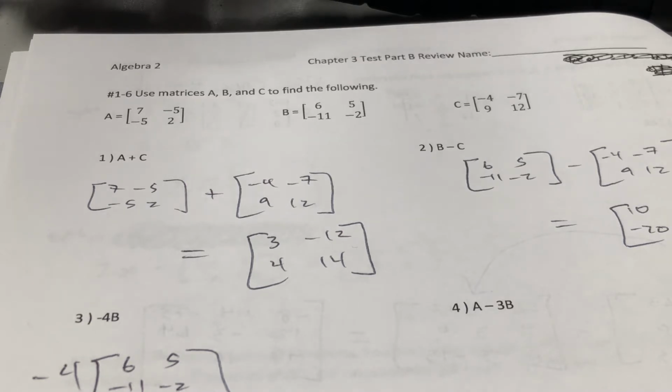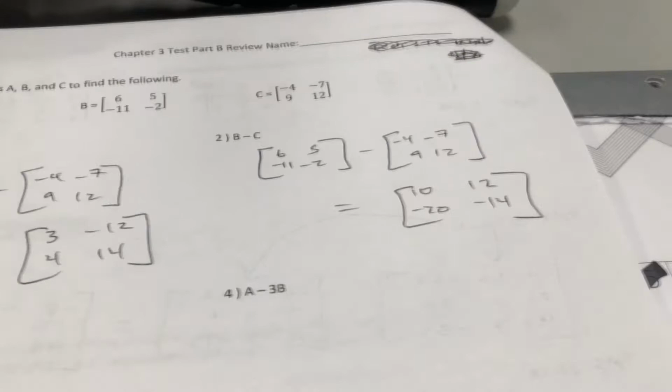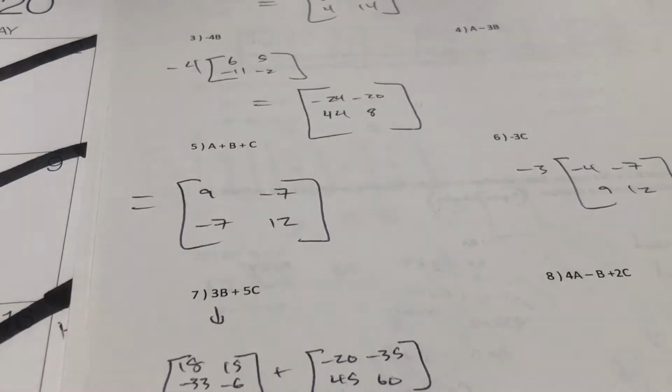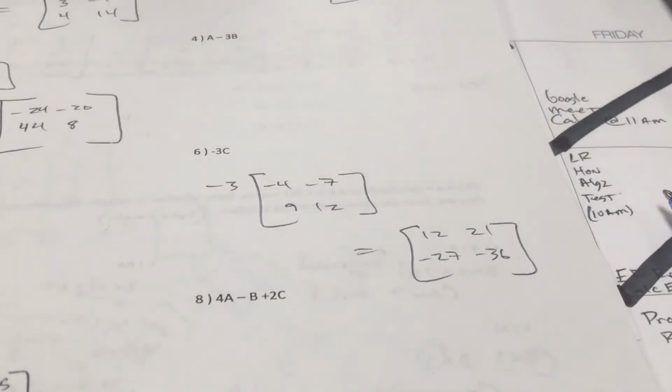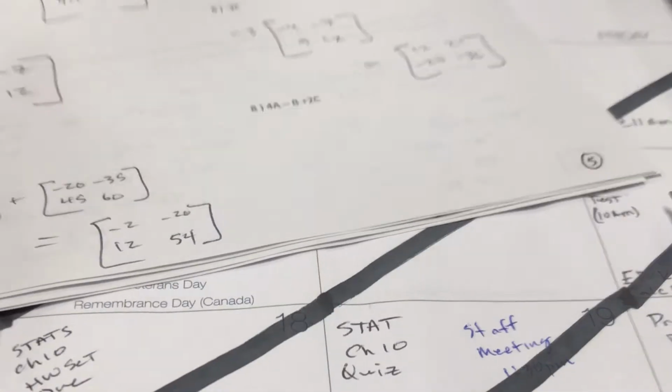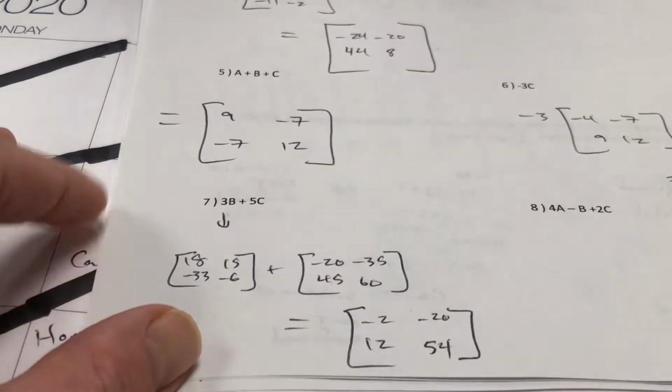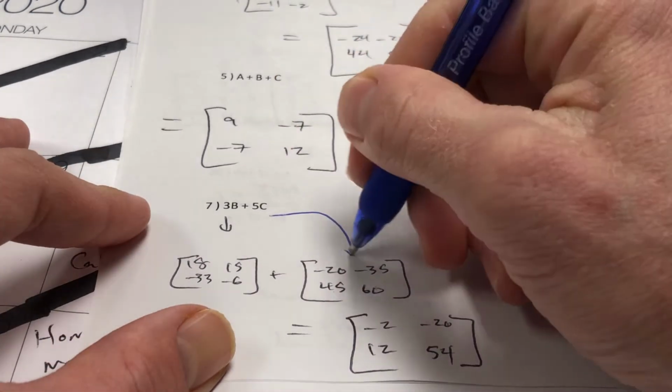So I wrote A, I wrote C, and I added them up. I wrote B, I wrote C, and I subtracted them. I wrote B, and I multiplied all those elements by -4. A plus B plus C just correspond: you do 7 plus 6 plus -4. That's how we got that 9. There's C, multiply everything in it by -3. And on 7, here's B, multiply everything in it by 7, and here's C, multiply everything in it by 5, and then add them up.